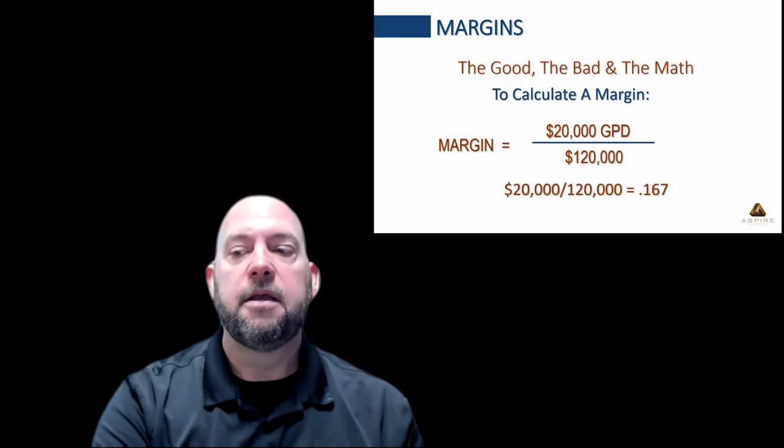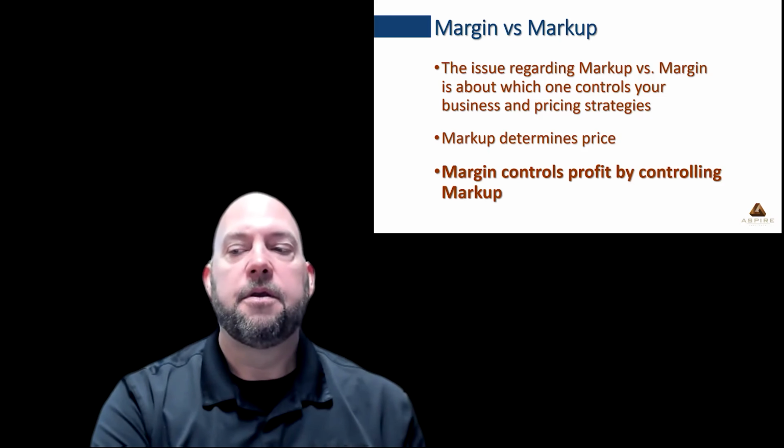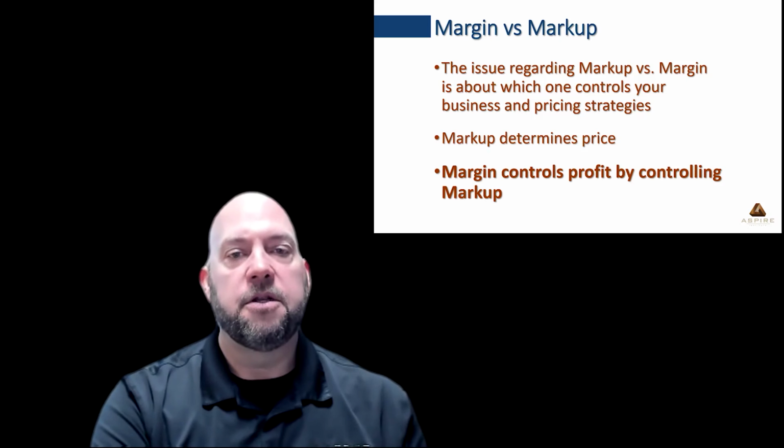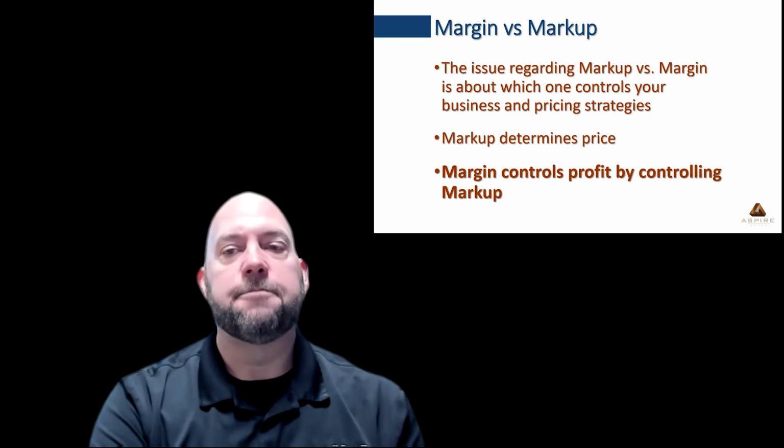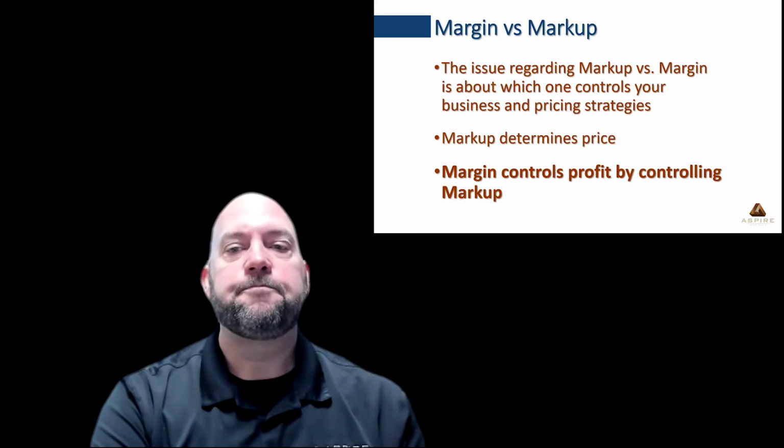And really what it comes down to is, what are we using to control our profit in our business? The issue regarding markup and margin is about which controls your business and pricing strategies. Using a markup determines the price, but margin controls the profit and controls the markup. So you can adjust the markup to get the right margin. But you need to understand the difference between the two because it is very critical in business.